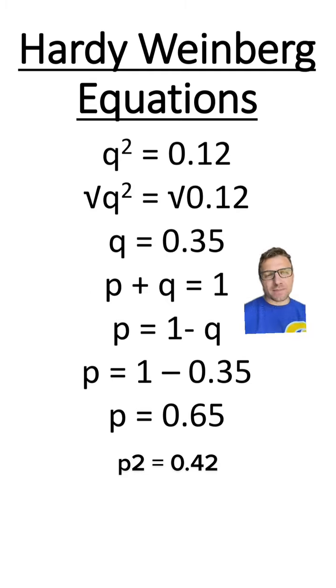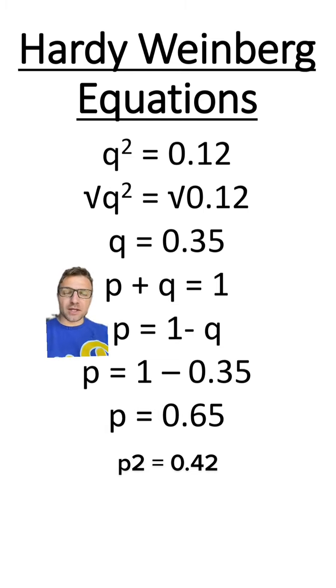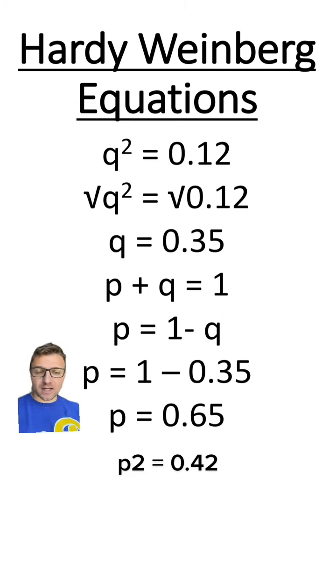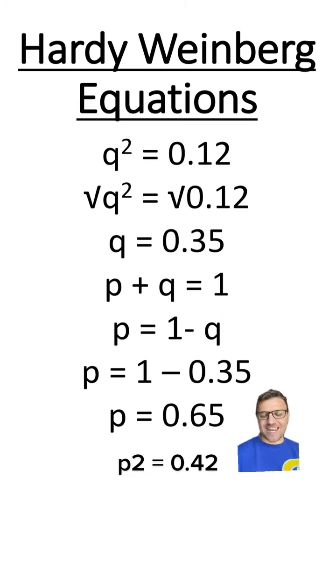Now we want to figure out what p is, or the allele frequency for the dominant allele. We're going to use this equation, p plus q equals 1. We already know what q is, so p is going to equal 1 minus q. So p is going to equal 1 minus 0.35. And that means p is going to equal 0.65.